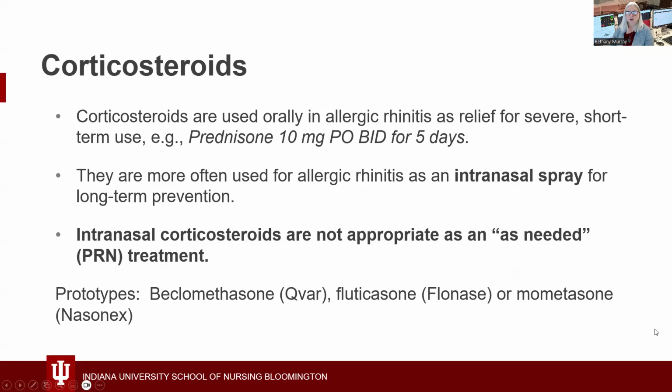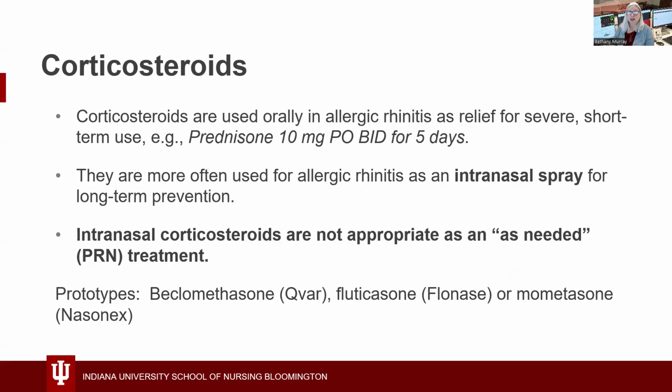Okay, next we're going to talk about corticosteroids. If you recall, corticosteroid is an umbrella term for glucocorticoids and also the sex hormones. So here we're talking really about the glucocorticoid types of steroids. So glucocorticoids or corticosteroids are used orally in allergic rhinitis as a relief for severe and short-term outbursts. An example of this might be using prednisone or prednisolone 10 milligrams twice a day for 5 days. They're more often used in a nasal spray as a prevention medication.